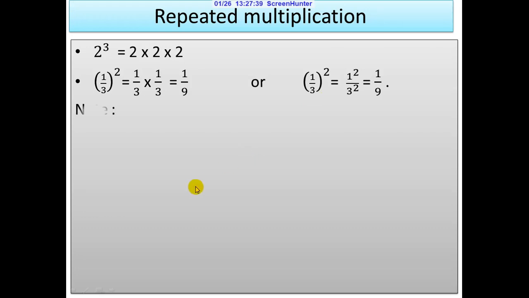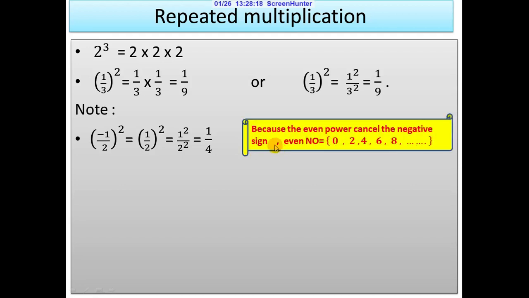Let's see, there are some notes. If we have a negative base, like negative 1/2 raised to power 2, and this power is even, we can cancel the negative. Because the power here is an even number, we can cancel this negative, so it equals 1/2 raised to power 2. By doing the previous steps, it will be equal to 1 raised to power 2 over 2 raised to power 2, finally equal to 1/4.